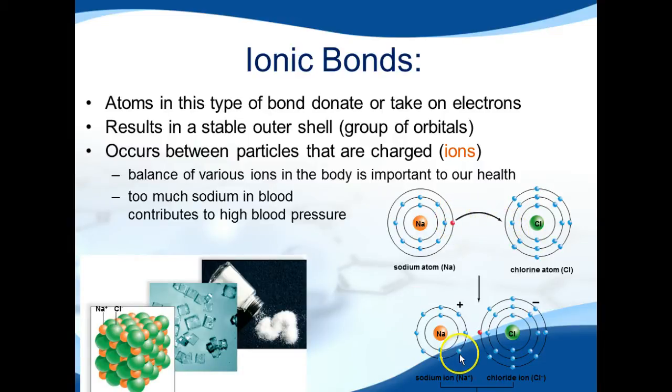And now sodium is going to have in its outer shell 1, 2, 3, 4, 5, 6, 7, 8 electrons. And chlorine is going to have in its outer shell 1, 2, 3, 4, 5, 6, 7, 8 electrons. So both of these atoms now have a stable outer shell. Sodium chloride is what you see over here on the left. It is table salt.